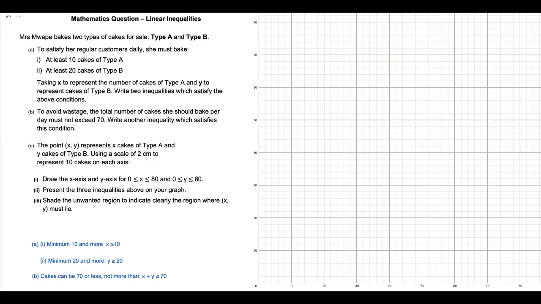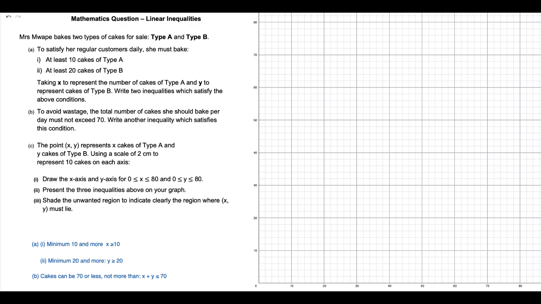Now let's plot these as we are told in part C there: 2 centimeters to represent 10 units. So as you can see, each square box there represents 10 numbers. And they are all positive numbers from 0 to 80 on all axes. Now let's present these inequalities on the graph.